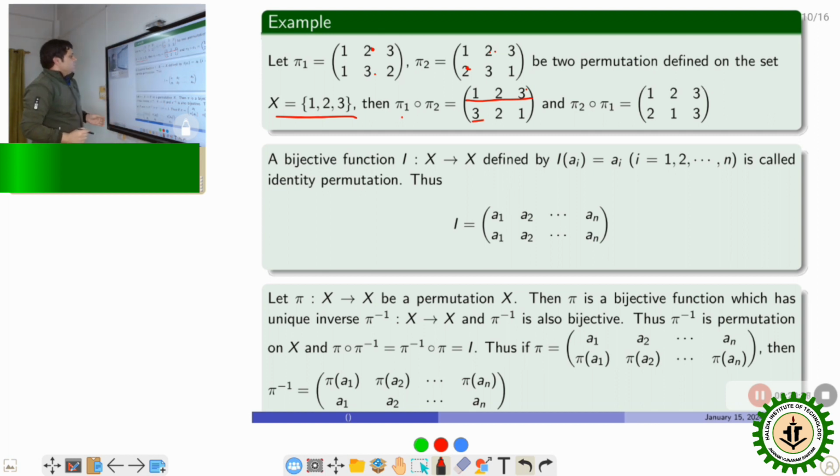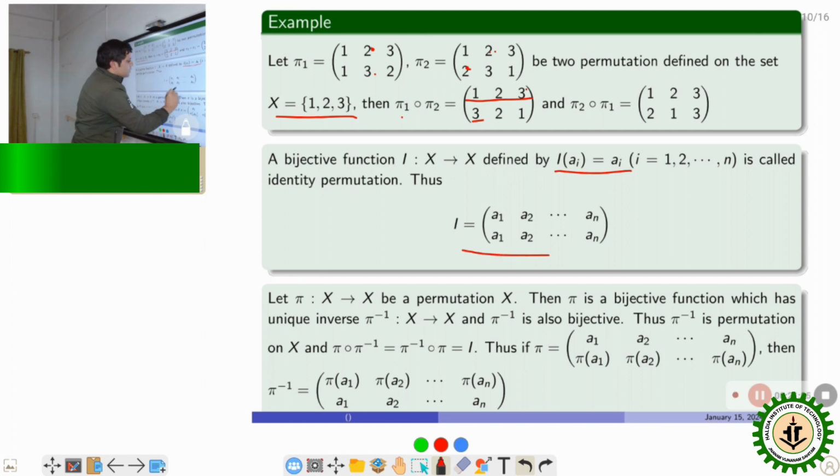Now, the identity permutation. A bijective function I from the set X to X is defined in this way: I(ai) equals ai. That means the identity permutation maps each element to itself, or the image of ai equals ai for all i equals 1 to n. This is called the identity permutation, and we write it in this way.